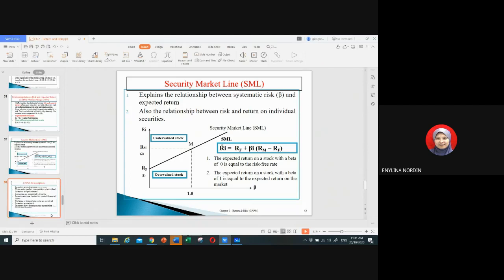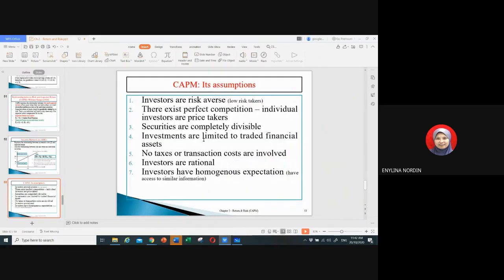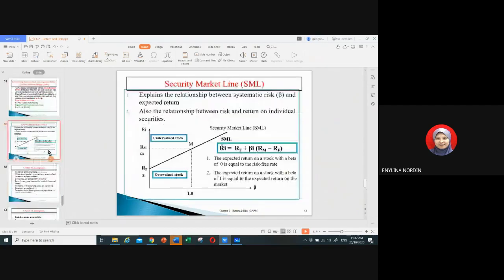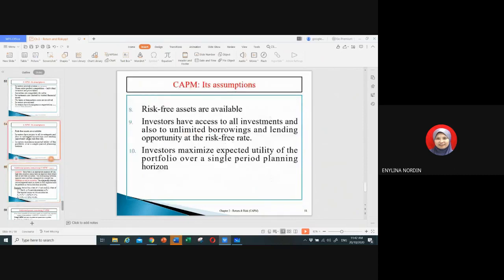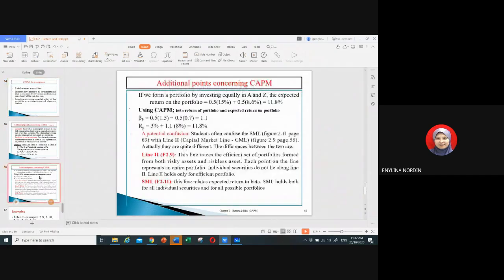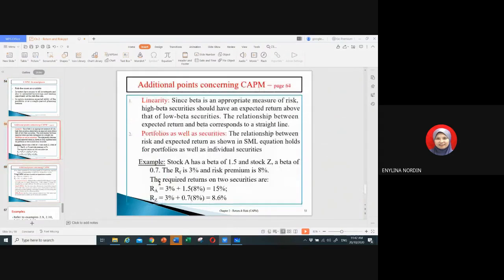Okay, so these are the assumptions used by William Sharpe to show the relationship between risk and return, where the risk is measured by beta. Okay, then you can go through the assumptions later on. These are the assumptions: homogeneous expectation, market is perfect, and so on. Okay, right. So this is an example of applying the CAPM.